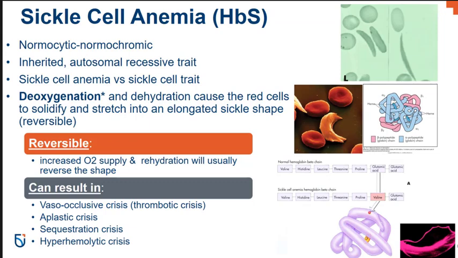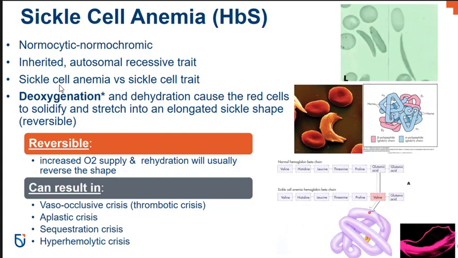Now let's look at sickle cell anemia. It's a type of normochromic, normocytic anemia where the red blood cells look normal size and have the normal amount of hemoglobin, but there is a mutation in hemoglobin, and we know that this is an inherited autosomal recessive trait, which means it has to be inherited from both the parents.